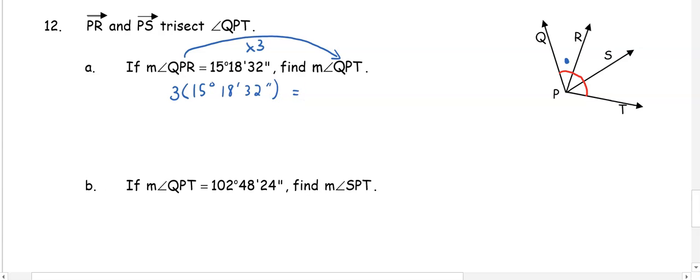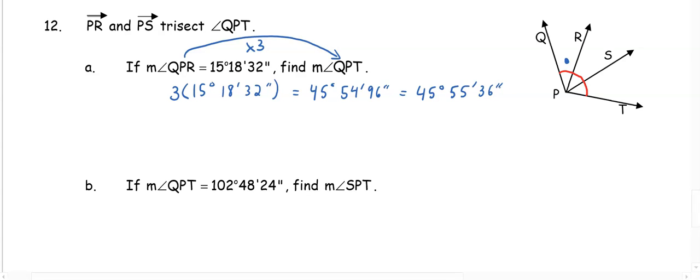So we're going to take that angle and multiply each number by 3, that gets us 45 degrees, 54 minutes, and 96 seconds. Remember, anytime we're over 60, we need to reduce. So we're going to take 60 of those seconds and turn it into 1 minute. So we have 45 degrees, 55 minutes, and 36 seconds.